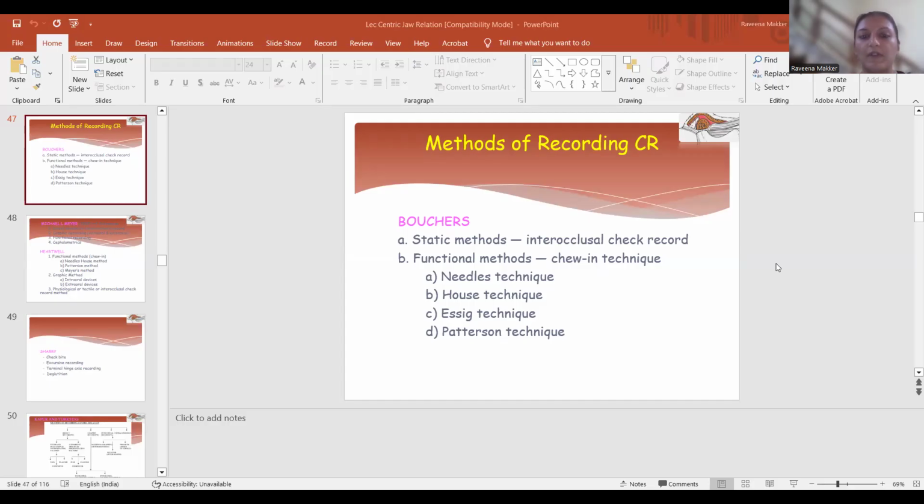Good morning again. Welcome to the second part of the horizontal jaw relation. We'll be discussing the various methods of recording the centric relation.